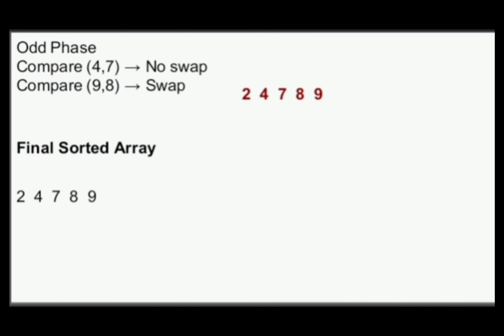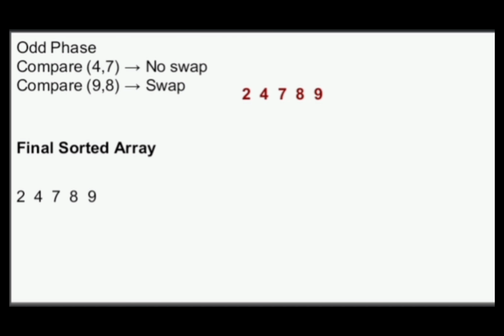Final pass. After pass 2, the array is 2, 4, 7, 9, 8. The algorithm performs one more pass to check if all elements are in the correct order. Odd phase: compare elements at positions 1, 2 and 3, 4. Current array 2, 4, 7, 9, 8. Compare 4 and 7. 4 is smaller than 7. They are already in the correct order. No swap needed. Array remains 2, 4, 7, 9, 8.